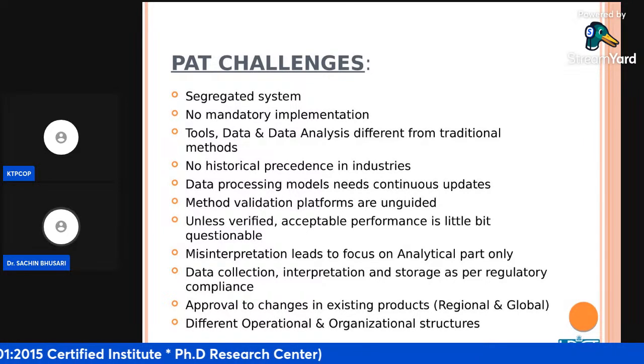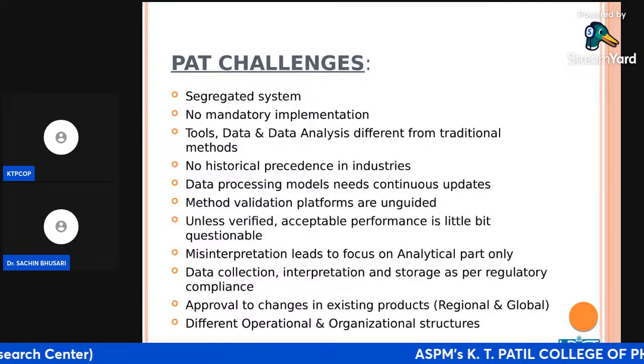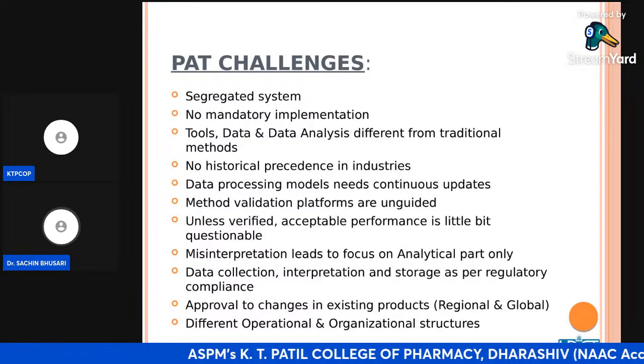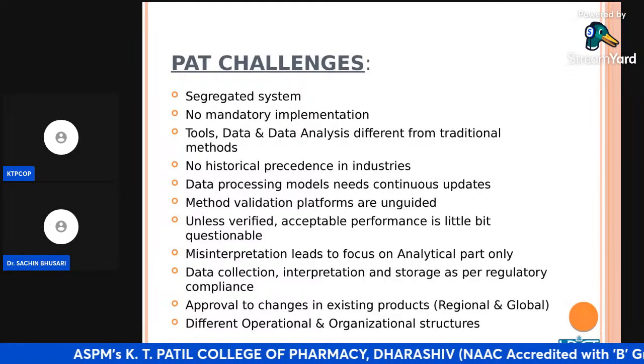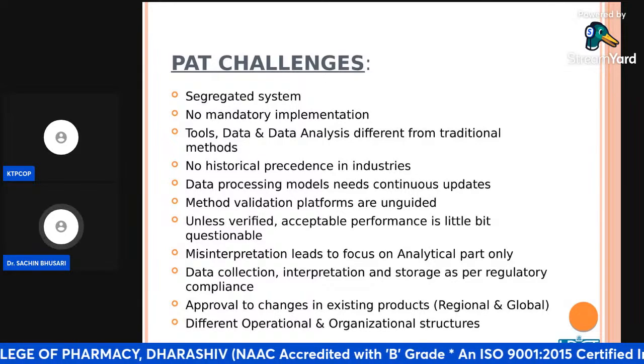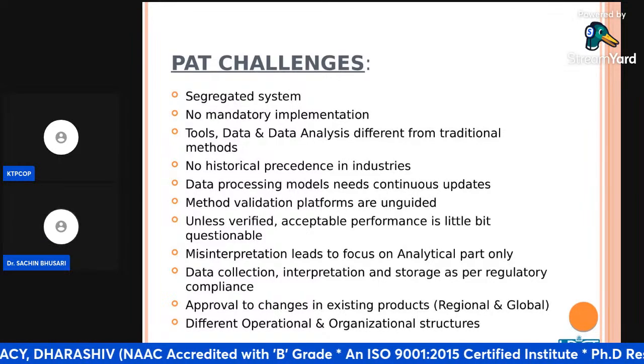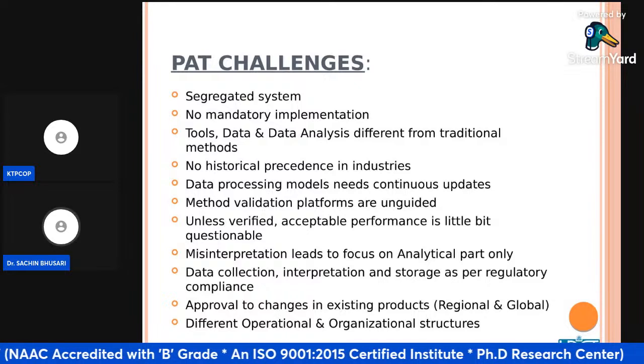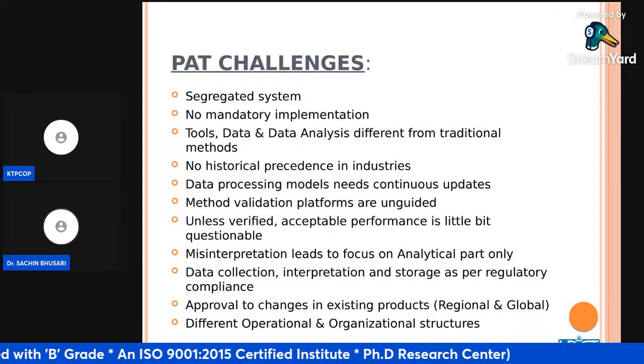So there should be some regulatory guideline which will tell us to collect the data in this format, interpret it in this format, and store it in this format, and then only it is valid data. That kind of regulatory compliance is right now limited in PAT. It is limited. To the best of my knowledge, I'm saying that it is limited.